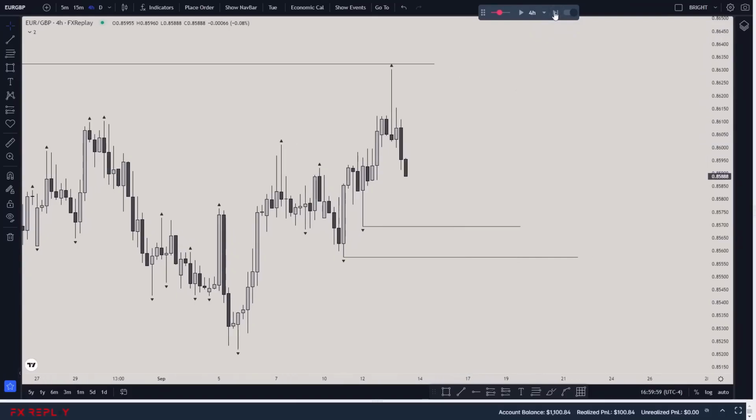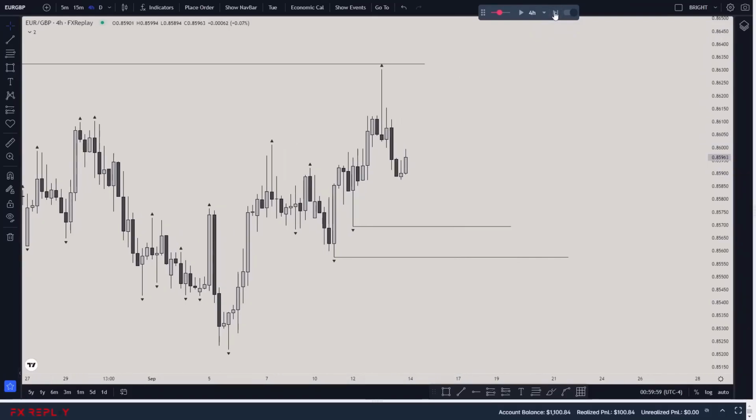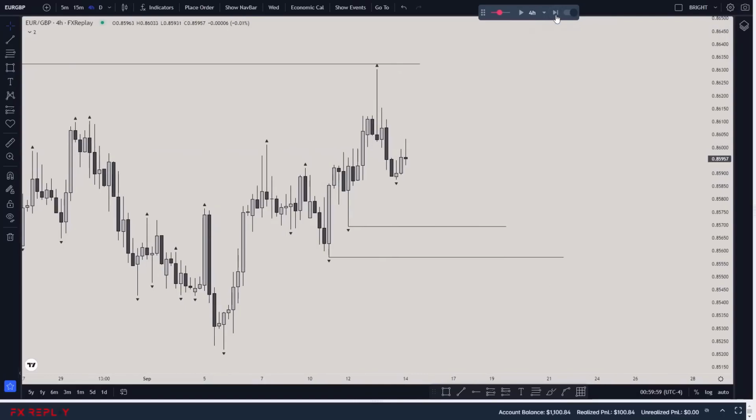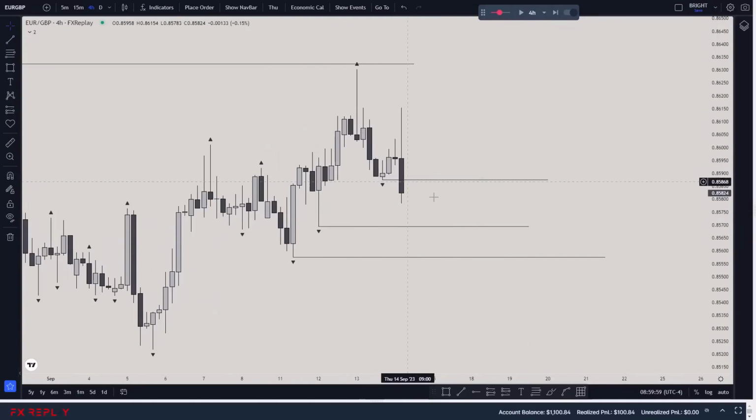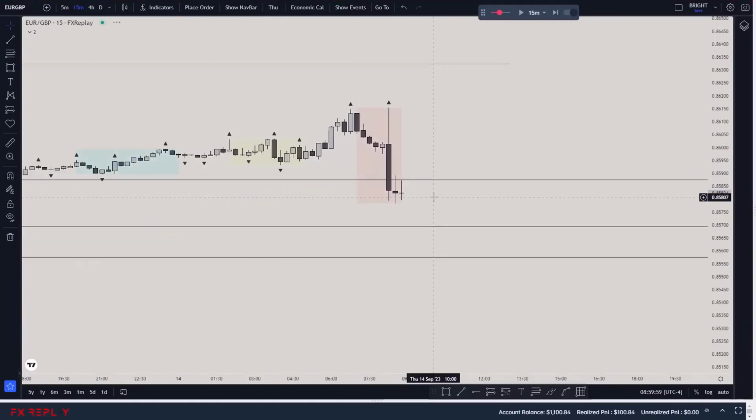Price going lower, not interested. Going up. This is into a fair value gap. We can trade this one. Now we have a fractal low here. I'll be looking for this one. And there you go. So let's go to 15 minutes.